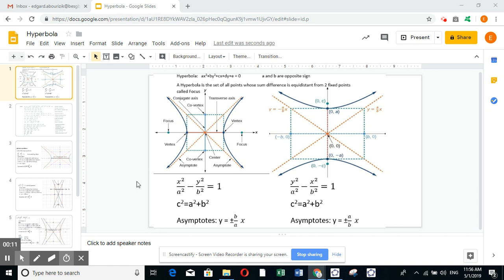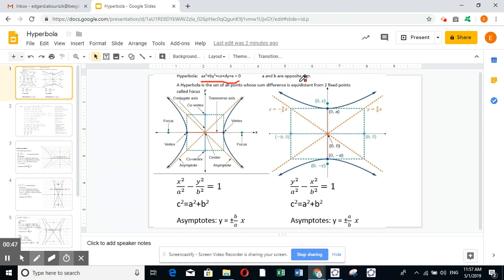What is a hyperbola? First of all, if we take the equation of a conic, as we said in the video of the ellipse: if the coefficients of x squared and y squared are equal, I mean a and b are the same number, it's a circle. If they are not equal but have the same sign, both positive or both negative, then this is called an ellipse. If a and b have opposite signs, I mean here a is positive, b is negative, or vice versa, this is called a hyperbola.